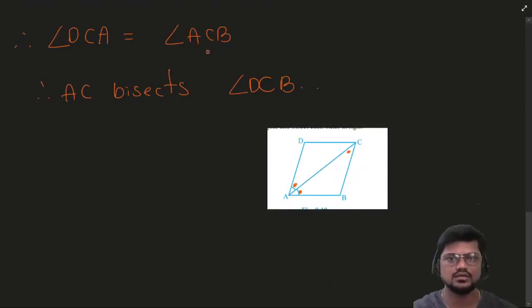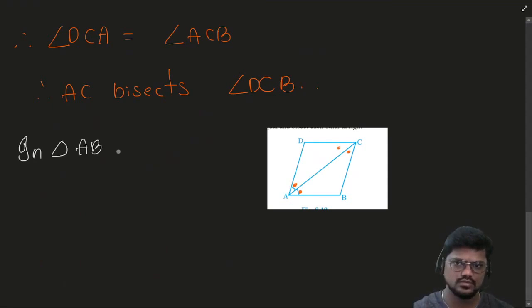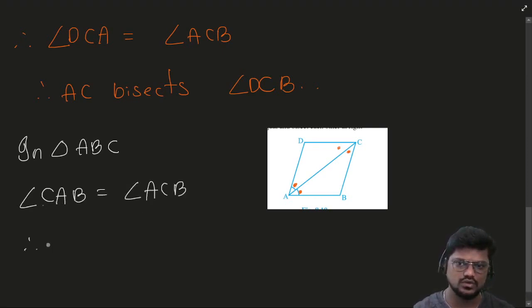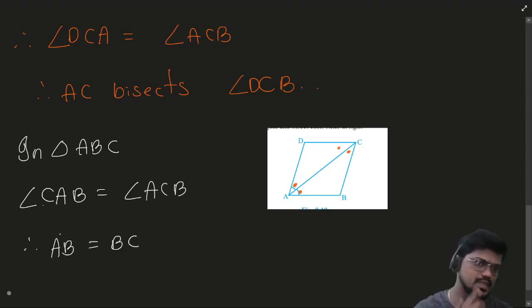Over here again, in triangle ABC, angle CAB is equal to angle ACB. Therefore, AB is equal to BC. Yes or no? So if the adjacent sides of a parallelogram are equal, then it will be what?